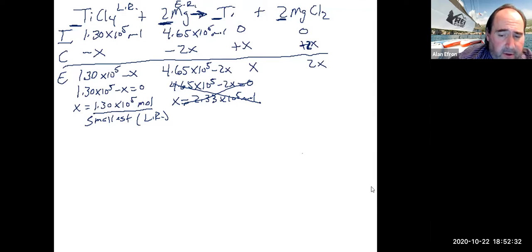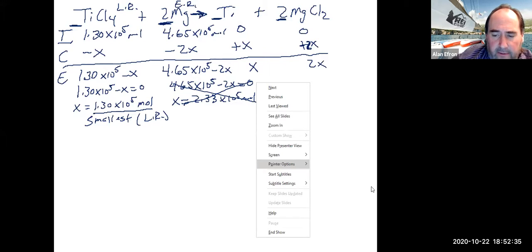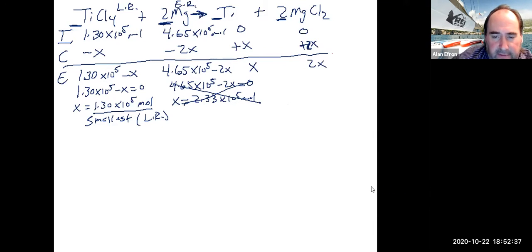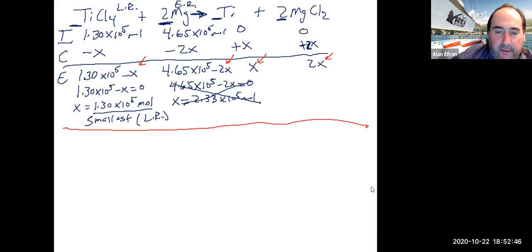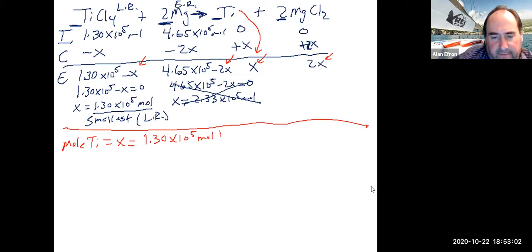Now, in this particular problem, we weren't necessarily asked for everything, but a reminder that the x value we just got is every single x in this table at the end. So in this particular case, we are interested in Ti. So if we go to the table, we see that Ti at the end is equal to x. So for our moles of Ti, that would equal x, which means we have made 1.3 times 10 to the 5th moles of Ti. We can convert those into grams by using the molar mass from the periodic table. And that was 47, I said, right? 47.88.